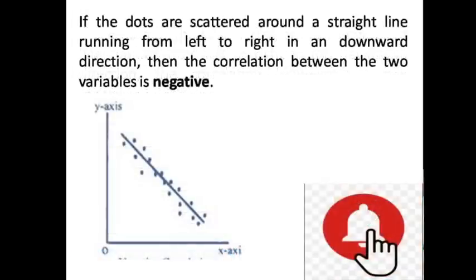Similarly, if the dots are scattered around a straight line running from left to right in a downward direction, then the correlation between two variables is negative. The dots are not on the straight line, but they are scattered around it. So the correlation is negative, and the dots are going in a downward direction from left to right.